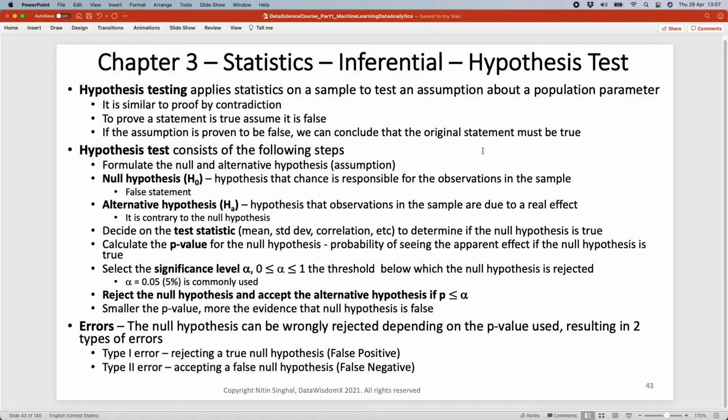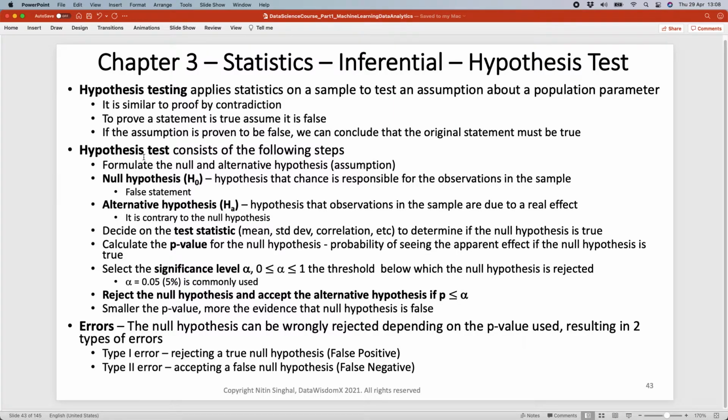Now, what you do is check if the assumption is false. So if the assumption is false, that means your original statement is true, right? Because you assumed the statement is false, but that assumption is false, which means the statement is true, right? So it's a double negative basically. It's a very good concept and a very widely used technique in statistics and various fields. So it's good to learn this.